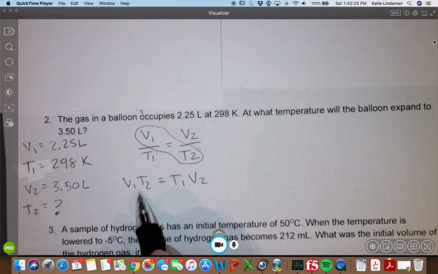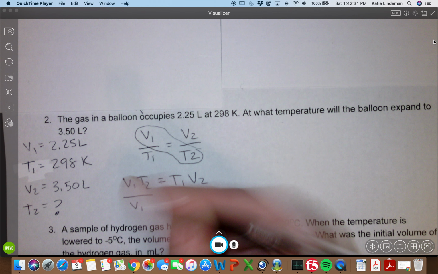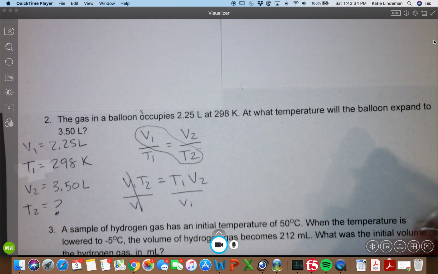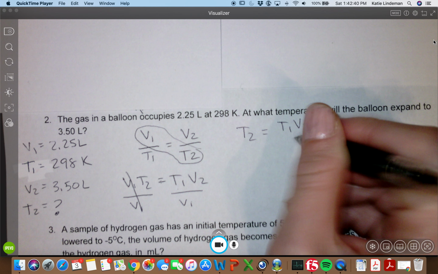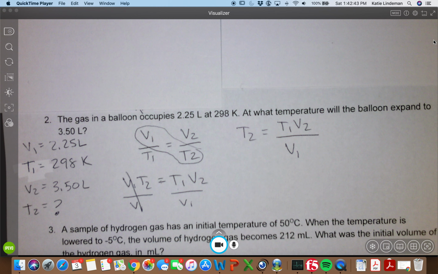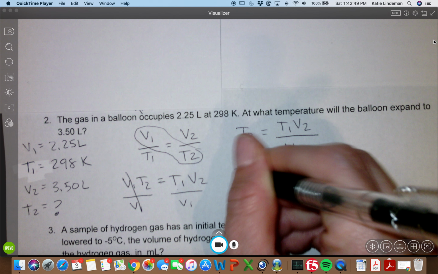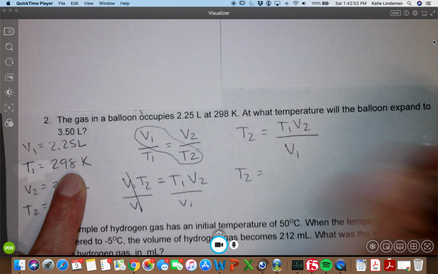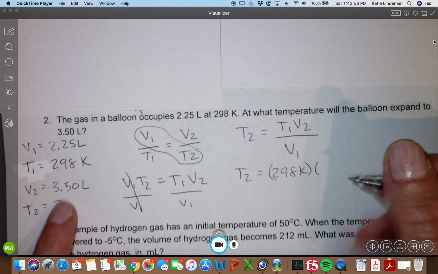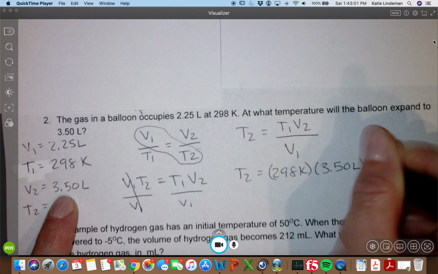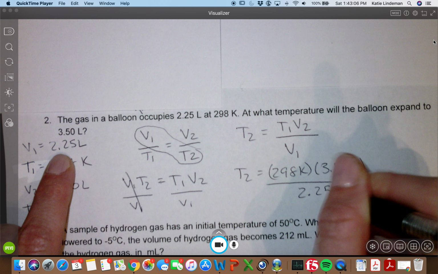Then I want to get T2 on its own, so I'm going to move V1 over. I do that by dividing. So V1 cancels, and I have T2 is equal to T1 V2 divided by V1. Now I can plug in all of my values and solve. So T2 is equal to, my T1 is 298 kelvins, my V2 is 3.50 liters, my V1 is 2.25 liters.